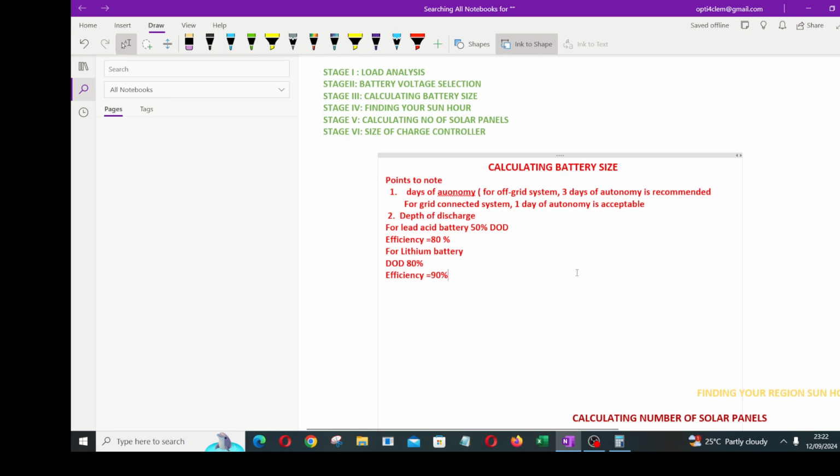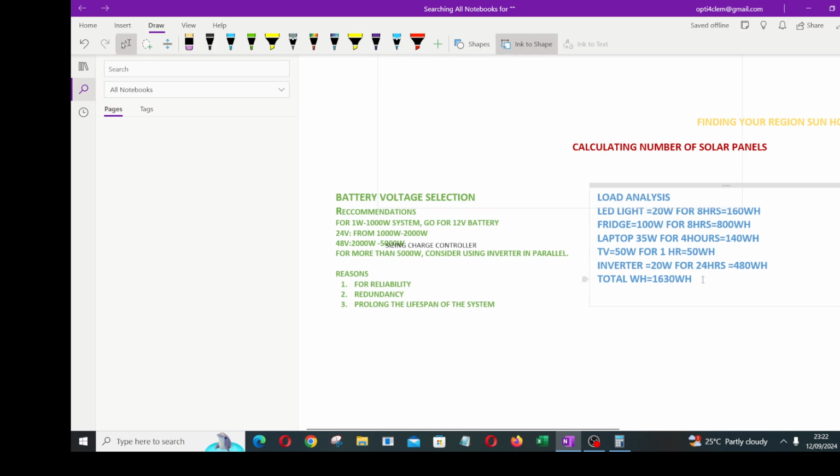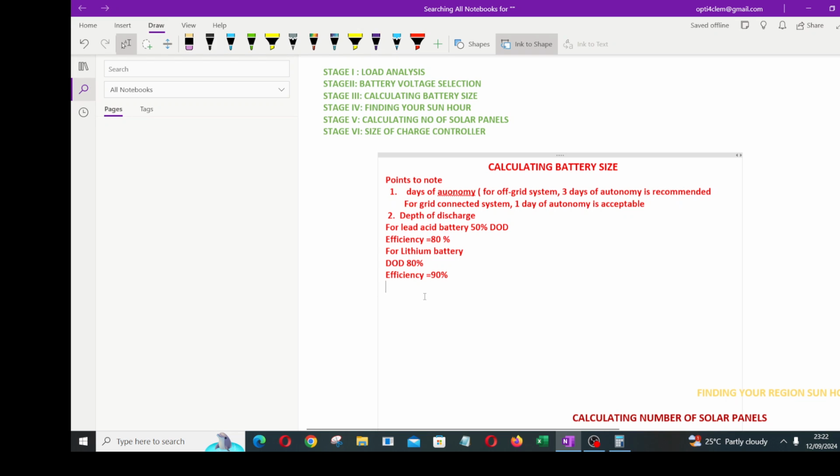Let's take the value we got from the earlier stage of the work, which is the total load, 1630 watts. For the battery size now, the power that we calculated from the load analysis, that is from step 1, which is 1630 watt hour, we multiply by 3 days of autonomy.